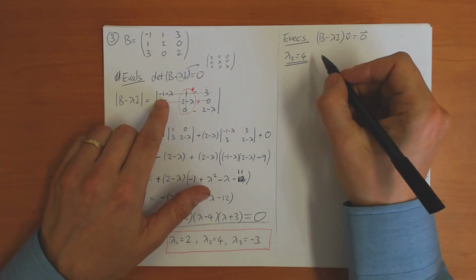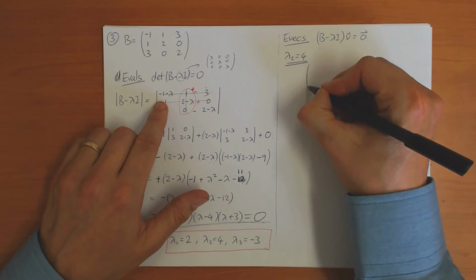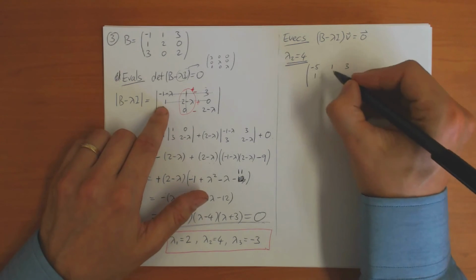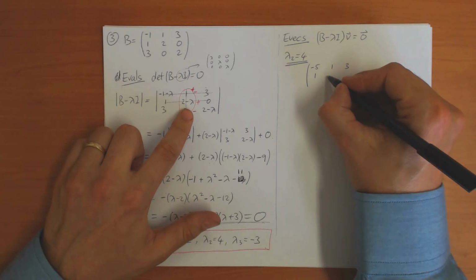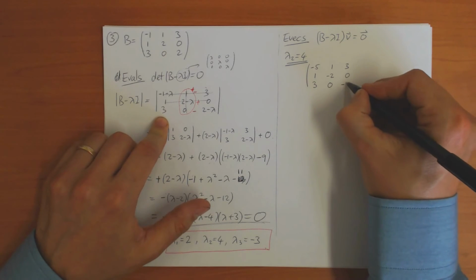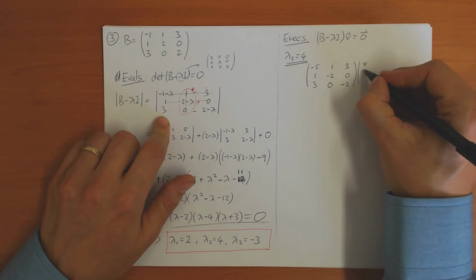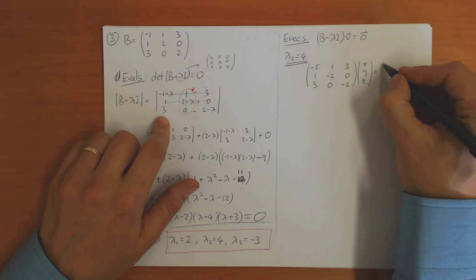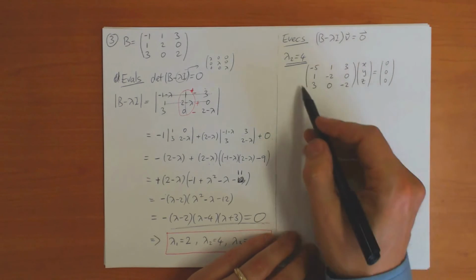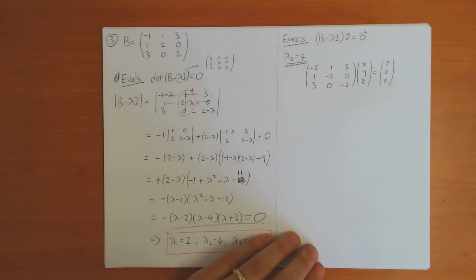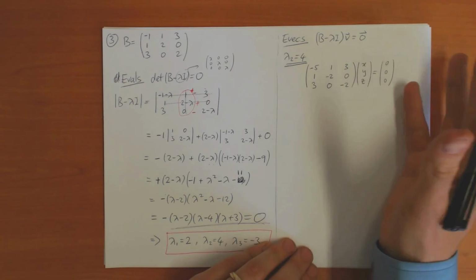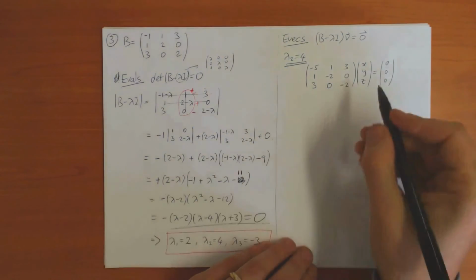So I put lambda equals 4 into this equation here. Then I get minus 5, 1, 3, 1, minus 2, 0, 3, 0, minus 2. And that times the vector v, which I can call x, y, z, should be equal to 0, 0, 0. Okay. So you need to solve this equation. And as before, one of these equations will be redundant if you've done it correctly. So you only need to look at two of these equations.